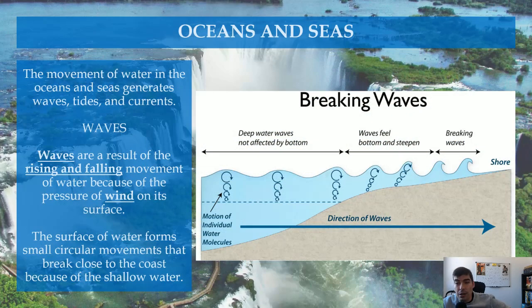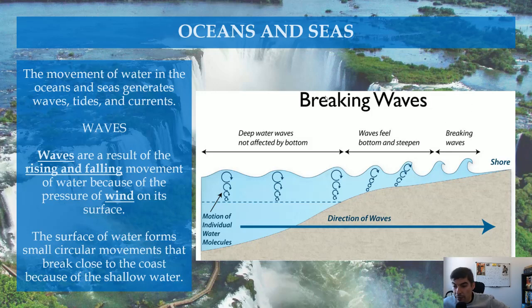So let's talk now about the oceans and the seas. The movement of the water here in the oceans and the seas generates 3 types of movement: waves, tides, and currents. Olas, mareas, y corrientes marinas. Let's talk first about the waves. The waves are the result of the rising and falling movement of the water because of the pressure of the wind on its surface. And the surface of the water forms small circular movements that break close to the coast because of the shallow water.